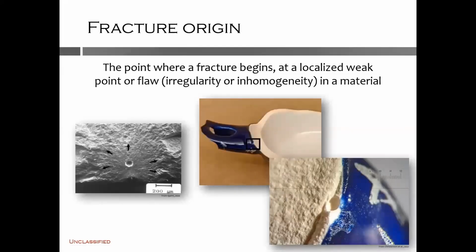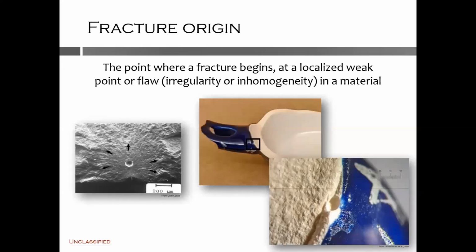The fracture origin refers to the point where a fracture begins, which will be at a localized flaw or weak point in a material. Irregularities in a material can act as strength-limiting flaws by becoming stress concentrators. These might include voids and cavities, inclusions, compositional irregularities, or micro damage.